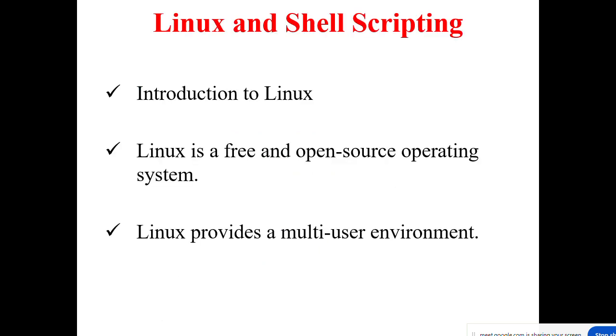Linux is an operating system. It is a software, and software is a collection of programs. A program is a collection of instructions. Linux is an operating system. An operating system is a software. An operating system is an interaction between user and hardware.